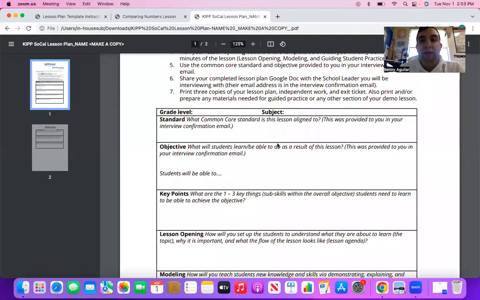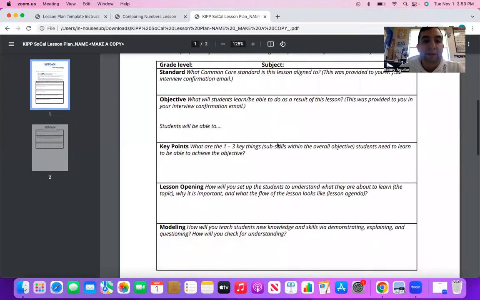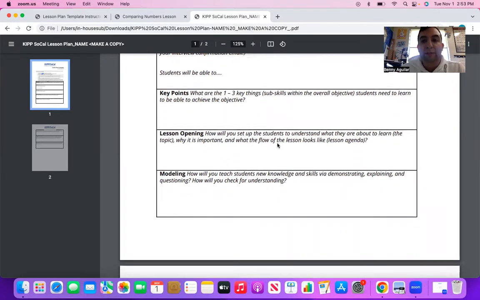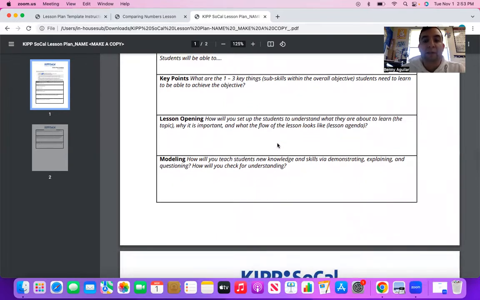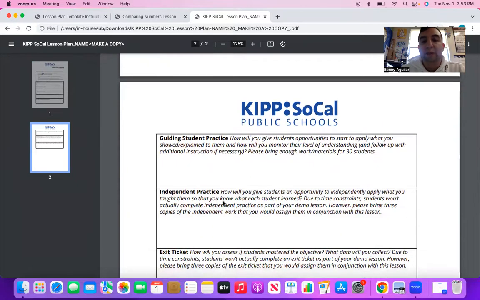This is actually one that I had from KIPP when I used to work. You see right here, we have the standard, objective, key points. Usually key points would be like, what are you going to teach them, how you're going to deliver it. And then you have the lesson opening. So the lesson opening can be your own do now of how you're going to set up the kids. And then you have modeling, right? So modeling can be like I do, and then you have the guided student practice, we do, and then you do, which is for them to do. And then you have your exit ticket.